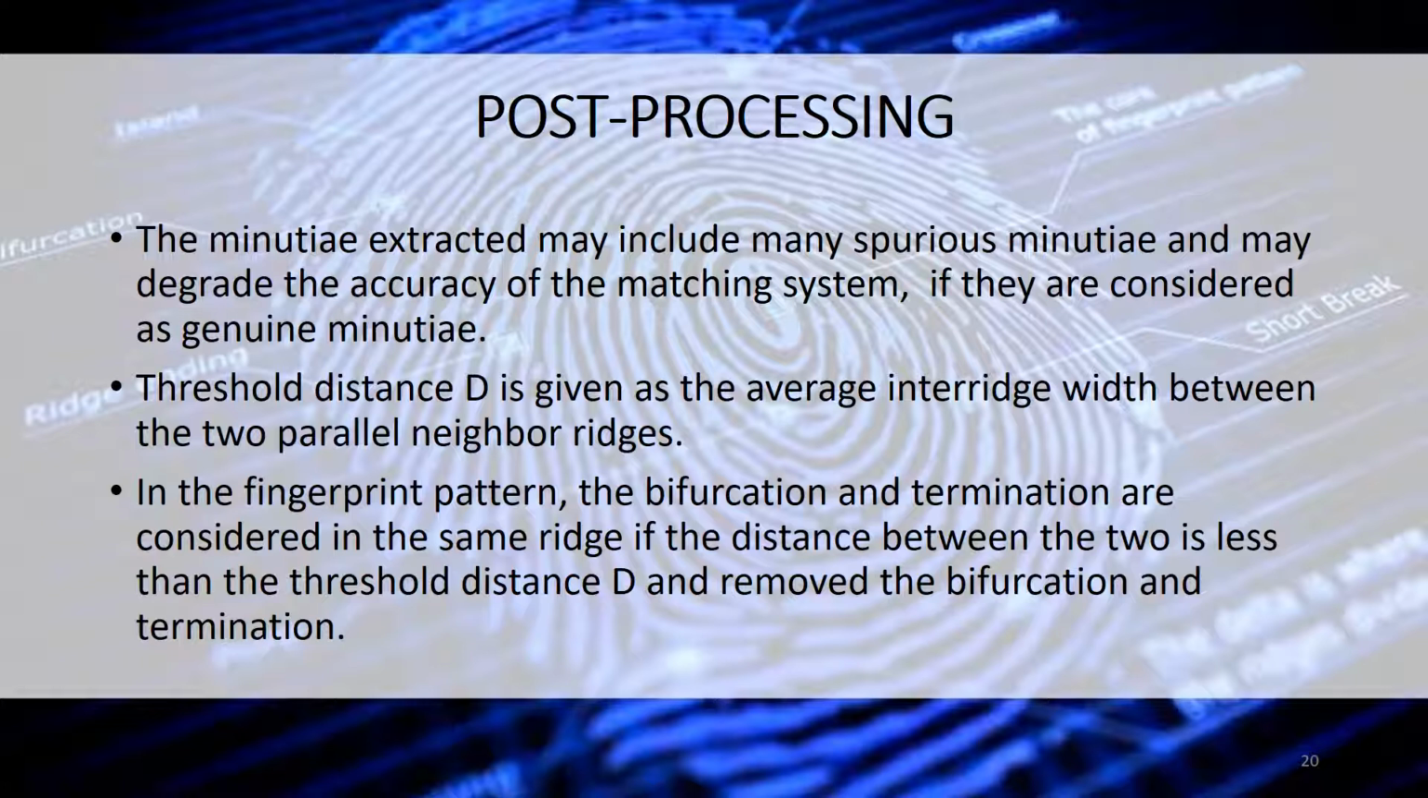The extracted minutiae may include many spurious minutiae and may degrade the accuracy of the matching system if they are considered to be genuine. Here I have explained the procedure for identifying false minutiae and removing them by assuming a threshold distance d as the average inter-ridge width, representing the average distance between two parallel neighbor ridges. In the fingerprint pattern, a bifurcation and a termination are considered to be on the same ridge if the distance between the two is less than the threshold distance d, and they are removed.